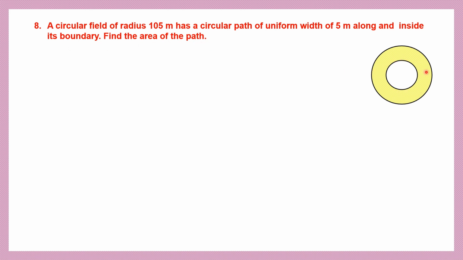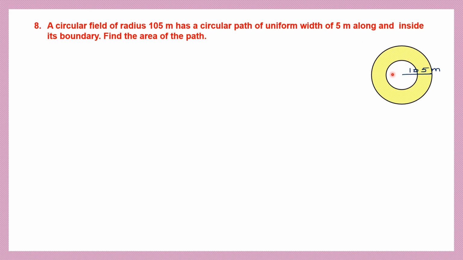So this is the path, and this whole thing is the circular field, and it has a radius of 105 meters. So that means from the center, the whole thing, this is 105 meters. This is the outer circle. That makes it the outer circle. Now, there's a path of uniform width. So this path has 5 meters along it.